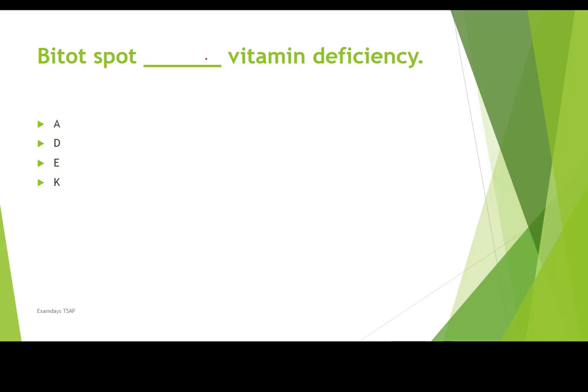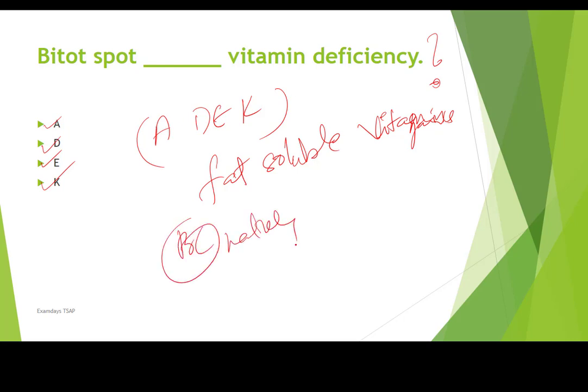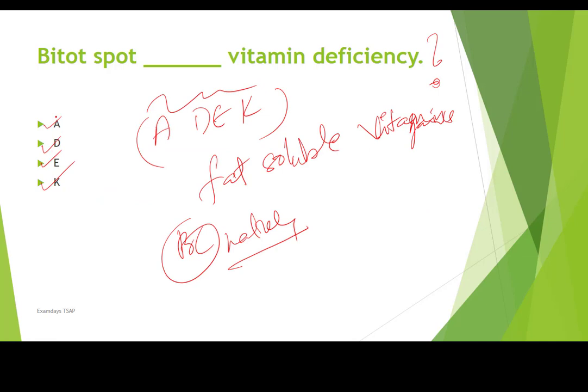Spot the dash vitamin deficiency. Option A is A, option B is D, option C is E, option D is K. So here A, D, E, K are all considered fat soluble vitamins, except B and C, which are water soluble. So all the options given are A, D, E, K. So the vitamin deficiency to spot is option A.